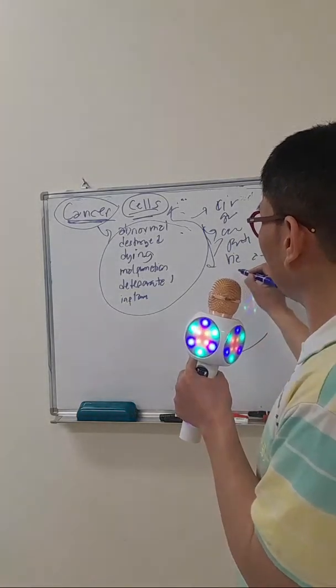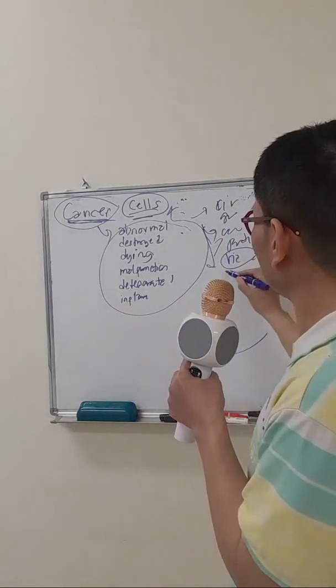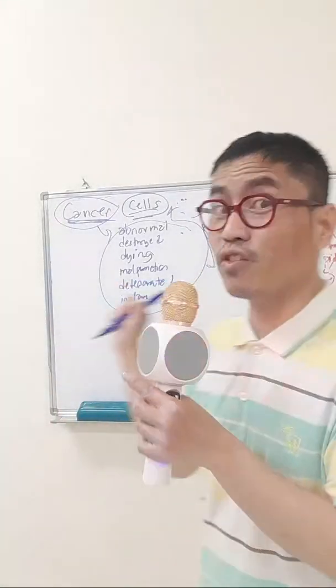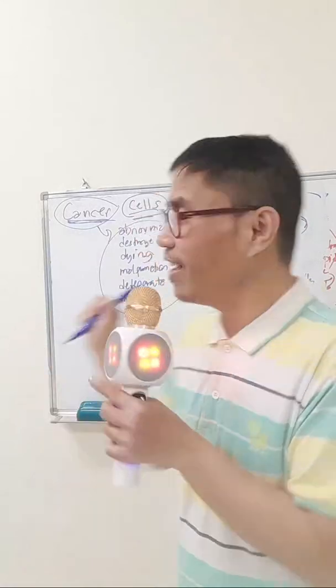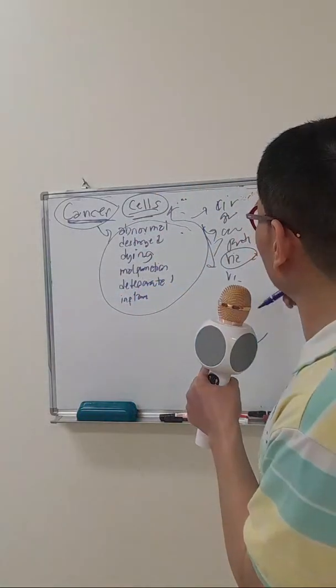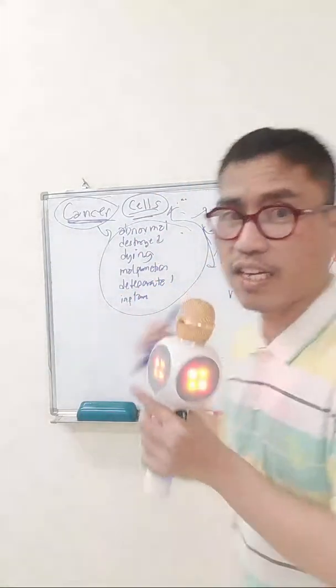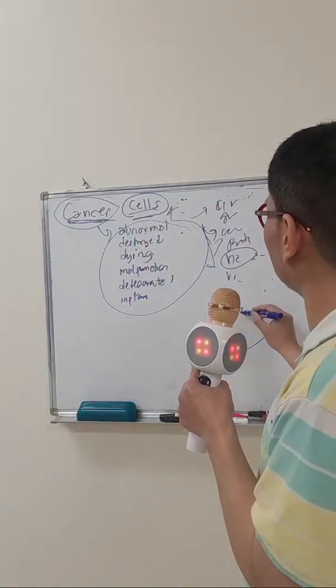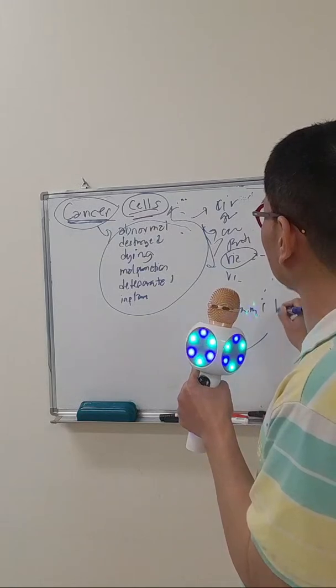Okay, vitamin A, like that. Vitamin B is thiamine. Vitamin C, I think it's going to be ascorbic acid. We also have vitamin K, and vitamin D.